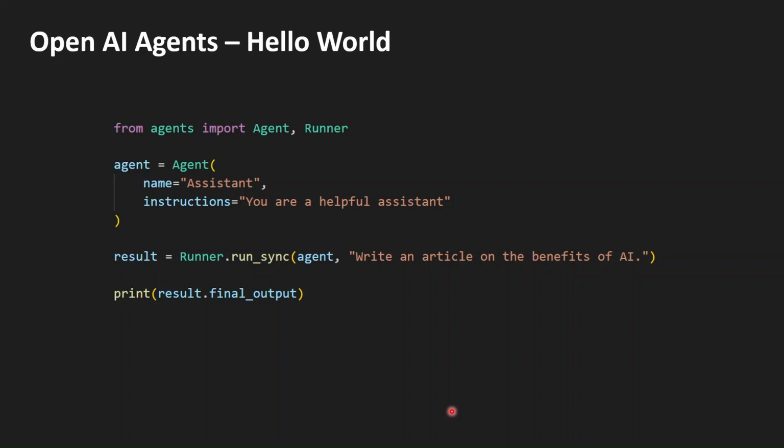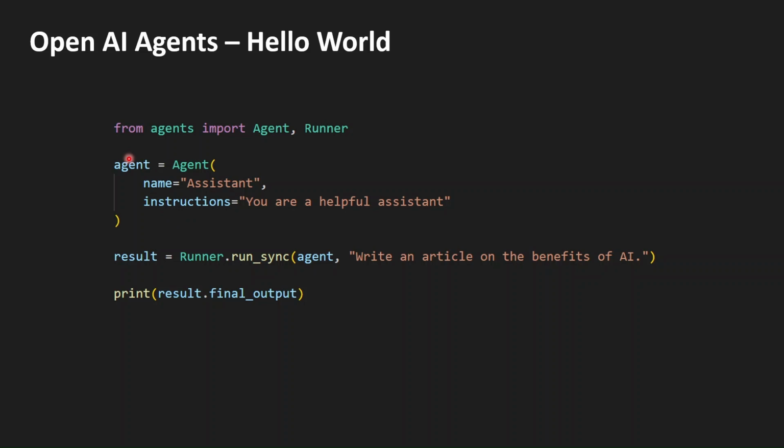So you can see here, I'm importing some dependencies, which are Agent and Runner from the agents library. To create an agent, you define agent equals Agent and you specify the name and instruction. The instruction is very important here. Instruction is like a system prompt. So whatever system prompt you define, this agent will behave accordingly.